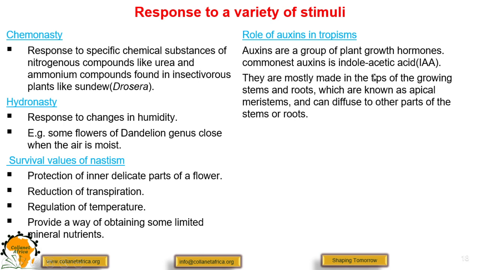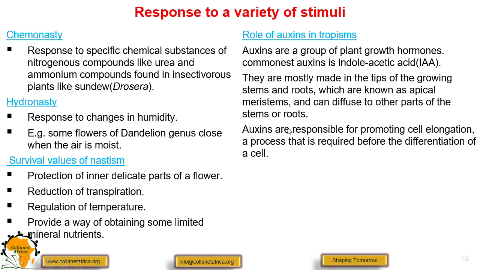They are mostly made in tips of growing stems and roots, also known as apical meristems, and they diffuse or move from a region where there is high concentration, which are the stems or the shoot, downward to the roots where there is little concentration. These hormones are responsible for cell elongation, a process required before differentiation of cells.